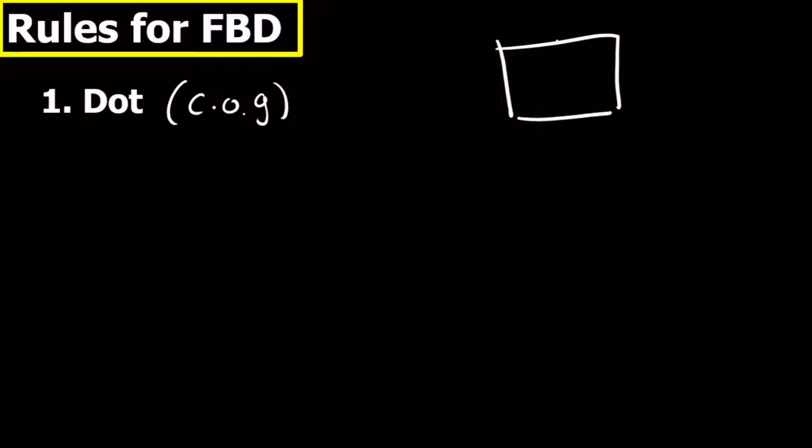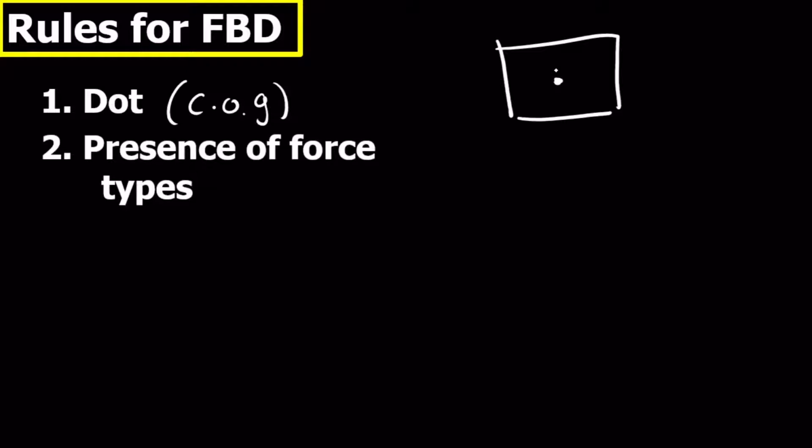There are generally three rules that I go by. The first one is always start with a dot, and this dot will be located at the center of gravity of the body. So say you have a box. Then you will draw the dot at the center of gravity. Now, the second one is you should be able to recognize the types of forces present.